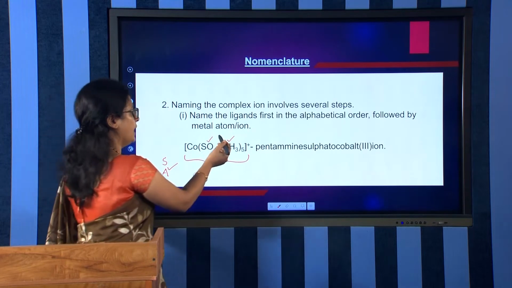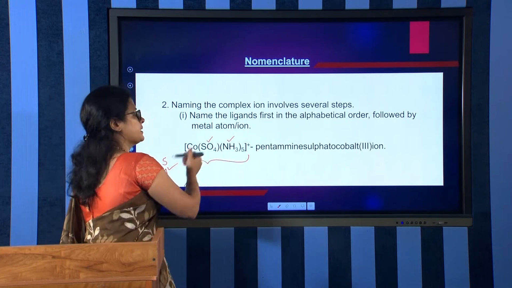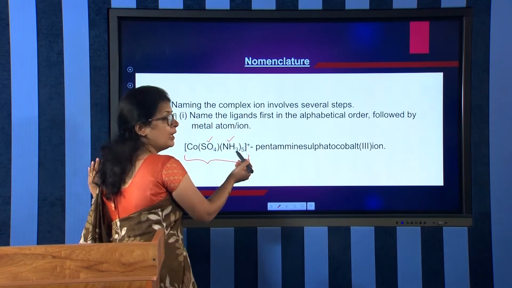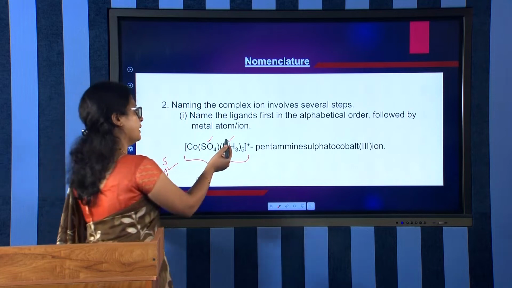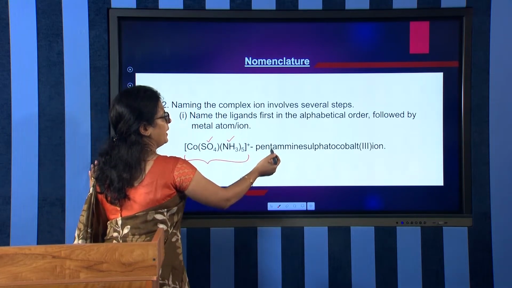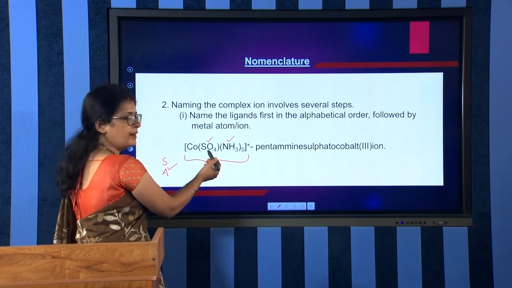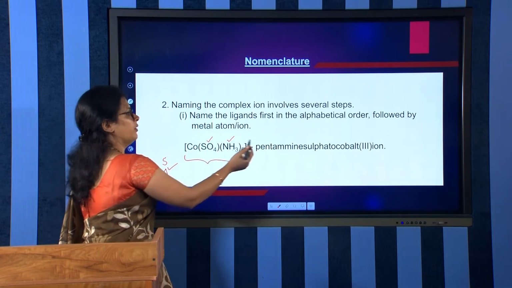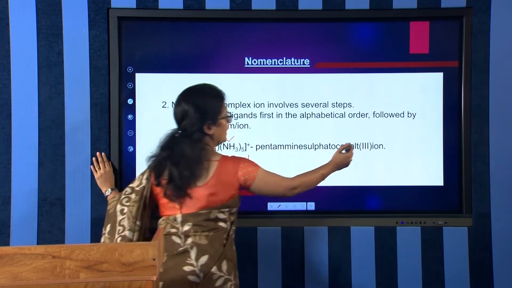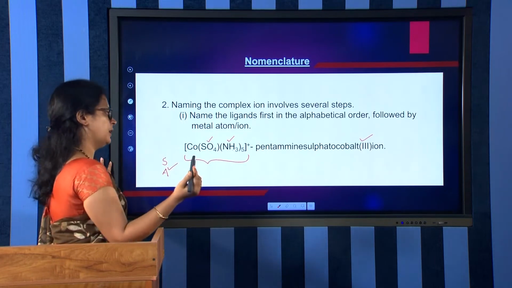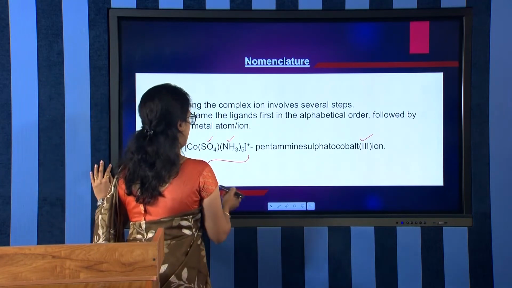So, we name the ammonia ligand followed by the sulfate ligand. How many ammonia ligands are there? There are 5, so it is penta, meaning 5. Five molecules of ammonia gives pentaammine, followed by the next ligand, sulfato, and then the central metal ion, cobalt(III). The 3 is the oxidation state of the central metal atom, which will be discussed in the coming slides.